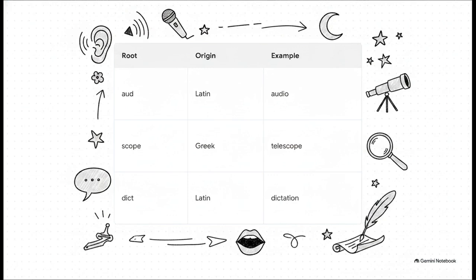Or take the Greek root scope, meaning viewing instrument. If you happen to know that another Greek root, tele, means far off, well, you instantly understand that a telescope is an instrument for viewing things that are far off. It's so logical. And dict, meaning to say, gives us words like dictation and dictator. Honestly, knowing these is like having the cheat codes to the English language.